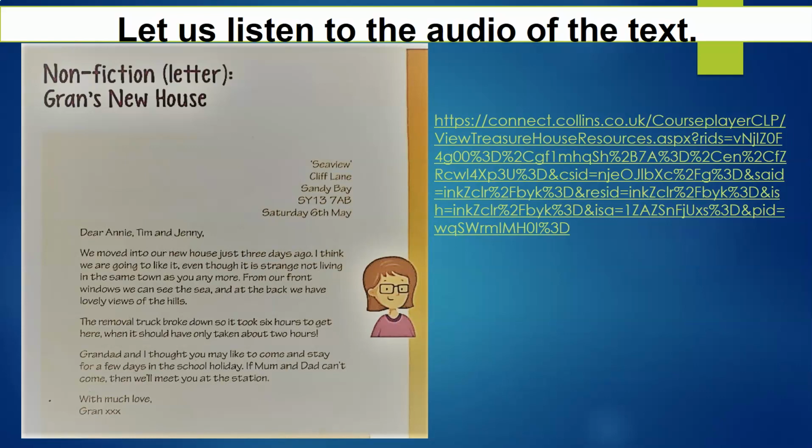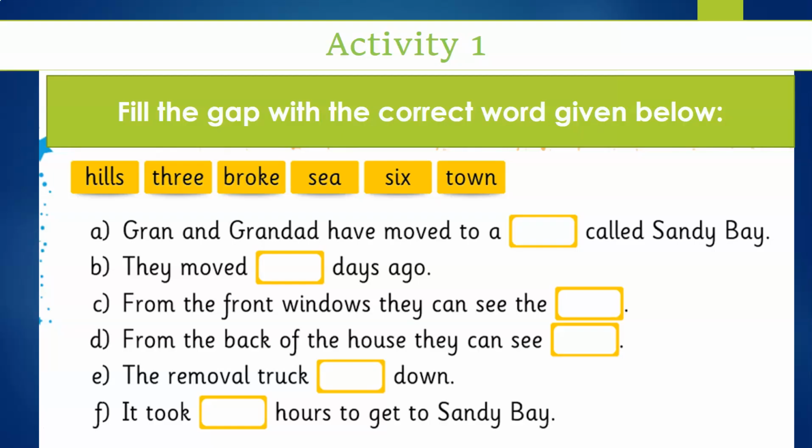Now, let's move to the next activity. Activity 1. Fill the gap with the correct word given below. Here are the words: hills, 3, broke, sea, 6, and town. Pause the video and answer the activity.